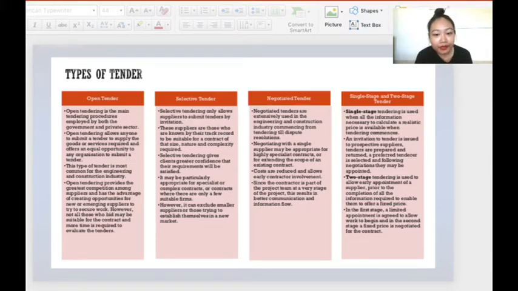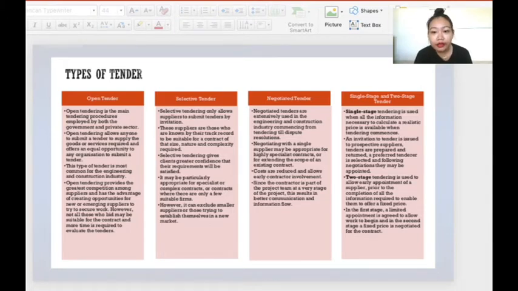It may be particularly appropriate for specialist or complex contracts or contracts where there are only a few suitable firms. However, it can exclude smaller suppliers or those trying to establish themselves in a new market because this is by invitation only. And then next one, negotiated tender.